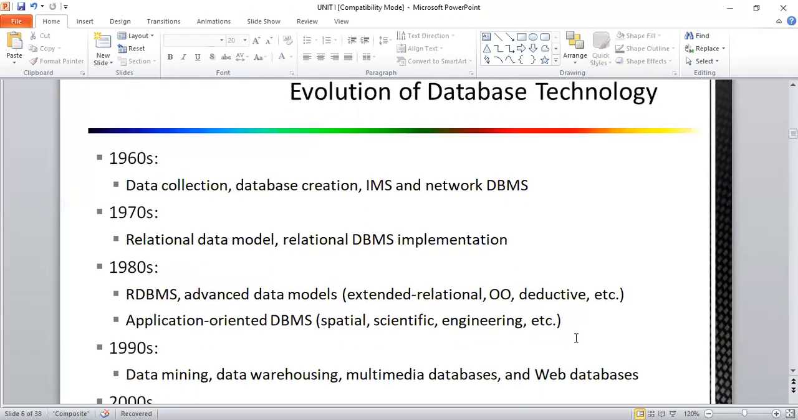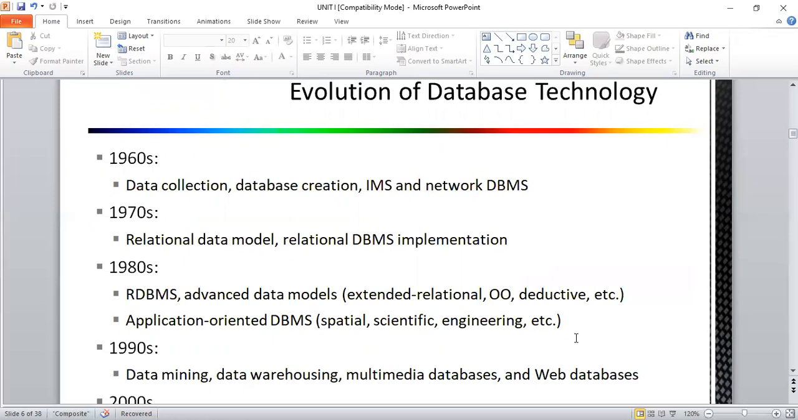Now, coming on to the evolution of database technology, we have to see the trend, time-wise, how data warehouse, in which your data mining data warehouse, evolved. So the 1960s was about data collection, database creation, basic things. In the 1970s, the relational data model and relational DBMS implementation came into existence, where we started using tabular formats. And the mid-1980s was about advanced data models and application-oriented DBMS.